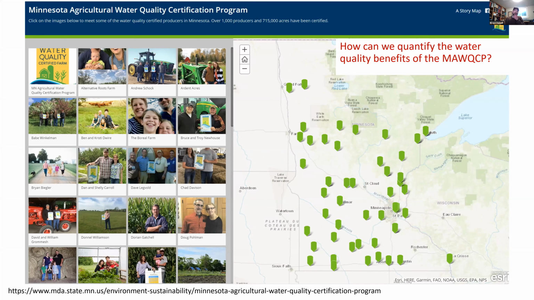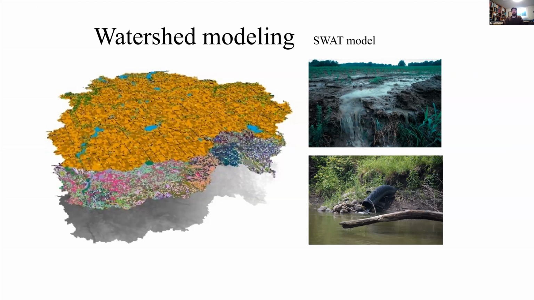So the approach that we're taking to do that is a modeling approach. We use a watershed scale model called SWAT. That stands for Soil and Water Assessment Tool. And it's a model that's set up specifically to evaluate water quality and quantity issues in agricultural landscapes. It's capable of simulating both overland flow and subsurface drainage processes, which, if you're in Minnesota, it's important to get the tile drainage right if you want to get the right answers for the right reasons.